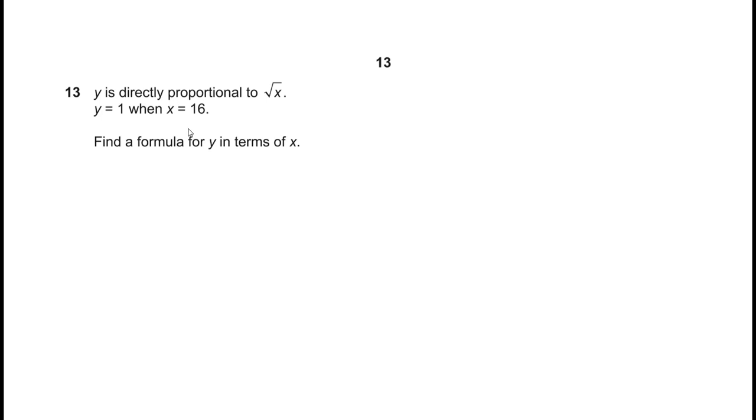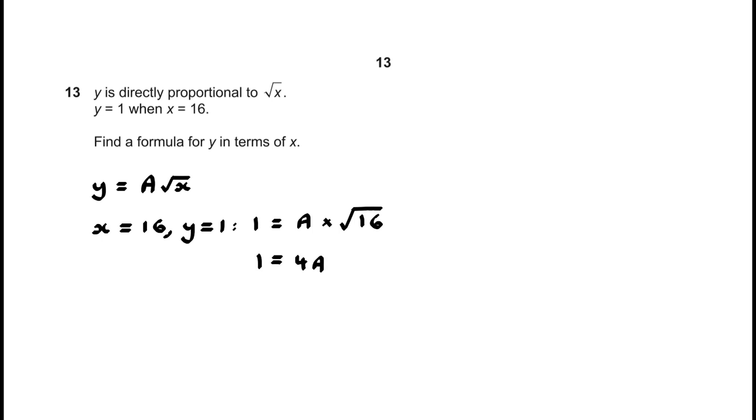Question number 13. Y is directly proportional to the square root of x. Y is 1 when x is 16. We have to find a formula for y in terms of x. Well, I know that y is equal to some constant a multiplied by the square root of x, because y is directly proportional to the square root of x. I know that when x is 16, y is 1. So if I substitute these in, we've got 1 equals a times the square root of 16. So I've got 1 equals 4a, which means a is a quarter. So if I replace the a with a quarter, my formula for y in terms of x is y equals a quarter times the square root of x.